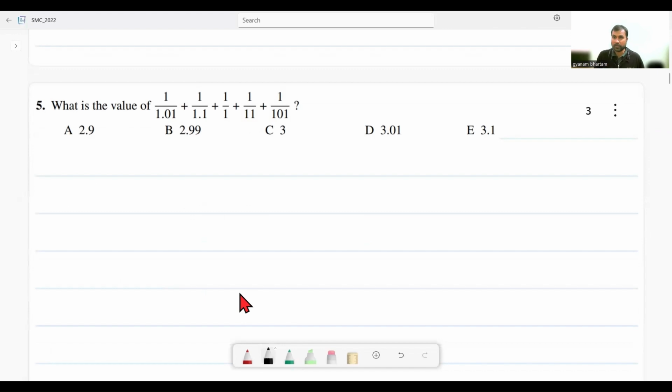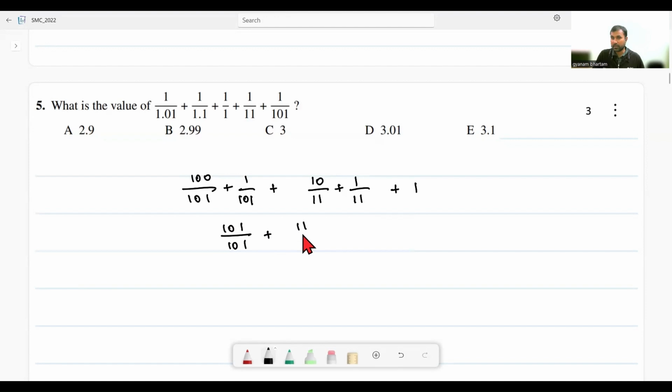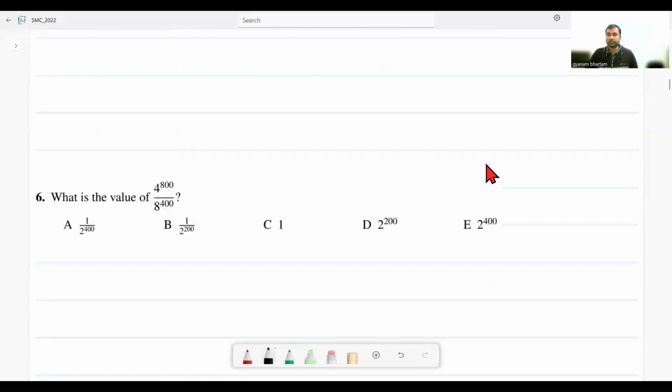Now we have to add all these values. And if you observe, the first one is going to be 100 by 101. And the last one, if you combine, okay, you have to combine the last one. Then we have the second term and the second last term, and this will give you 101. This is how we can combine it easily. Don't do anything complicated. Simply combine so that they can simplify it easily.